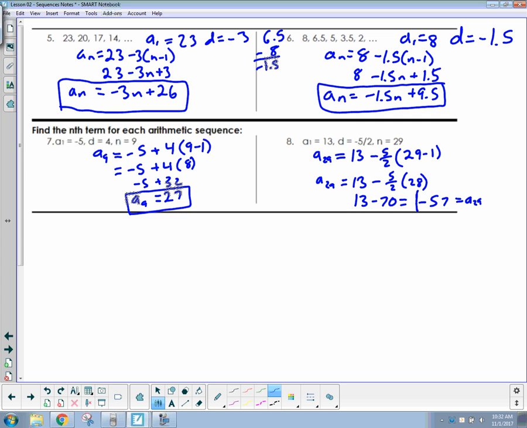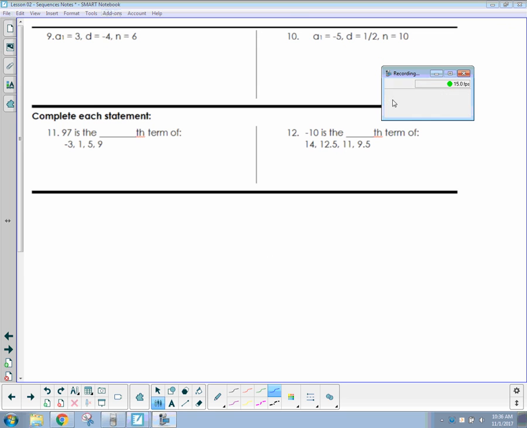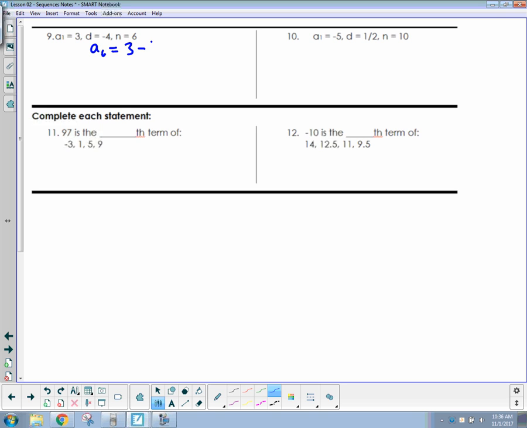Alright, I'm back. Let's try to finish this before y'all get in class. Oh boy. So, again, simply plugging it in. So, a little 6 equals 3 minus 4 times 6 minus 1. So again, 6 minus 1 is going to be 5. Negative 4 times 5 is negative 20. Add it up with the 3 and we get negative 17.